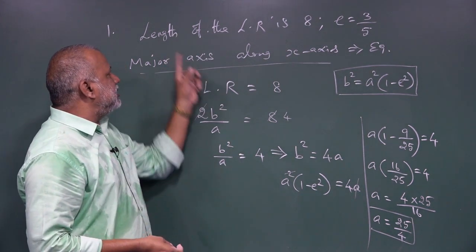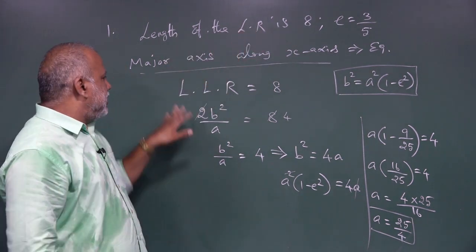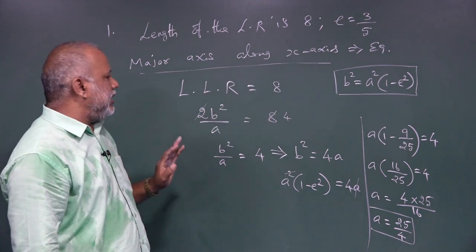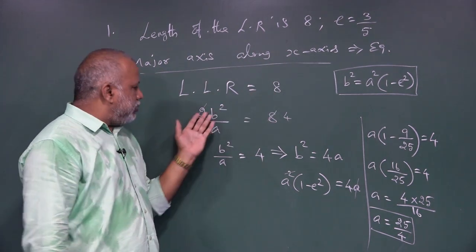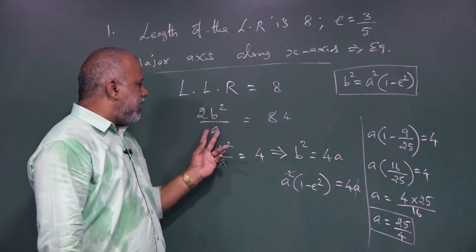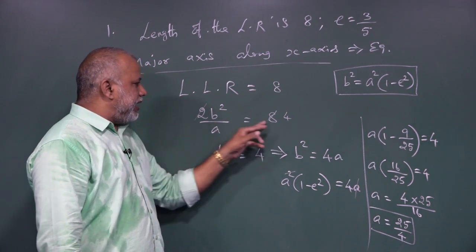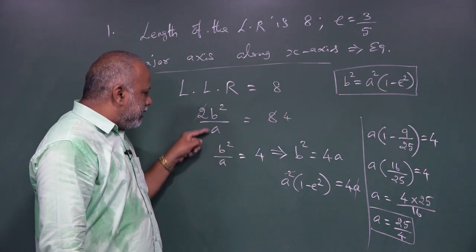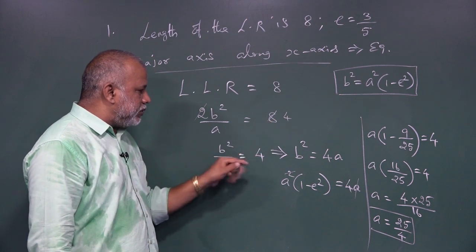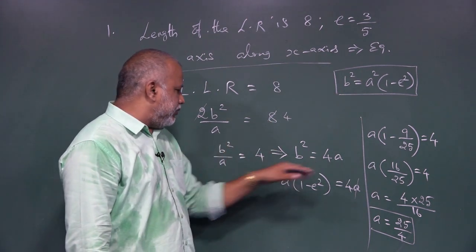The given data is the length of the latus rectum. Length of the latus rectum equals 8. What is the formula? 2b squared by a equals 8. Just replace it: 2b squared by a equals 8. 2 and 8 will be removed, and we get 4 here. So b squared by a equals 4, so I can adjust it as b squared equals 4a.